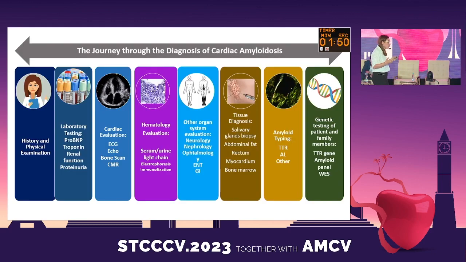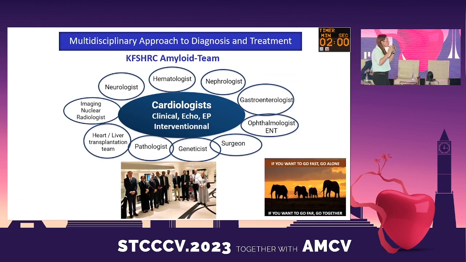The journey of cardiac amyloidosis is very long, and you need to work with your colleagues. You cannot work by yourself. You have to work with the hematologist, with the nephrologist, with all the other people, and you have to create in your center a cardiac amyloid team, as we did in Riyadh. Because if you want to go far, you have to go with other people. So please create your own team.